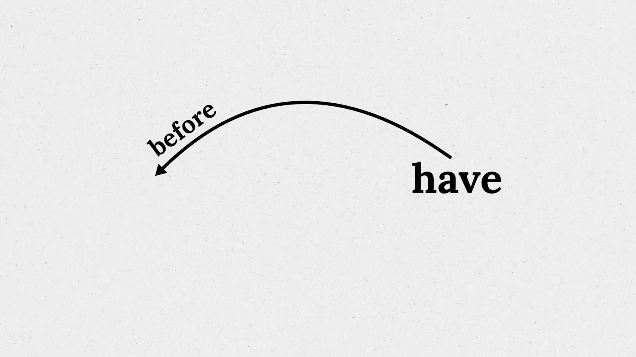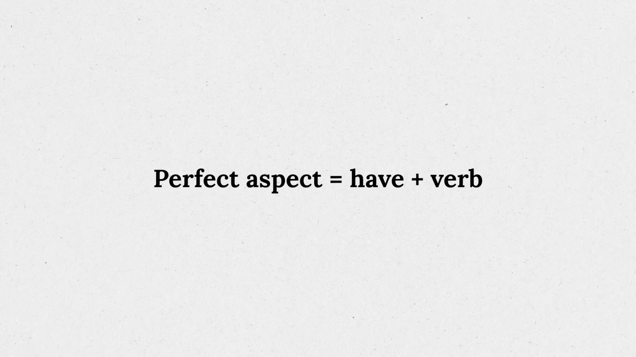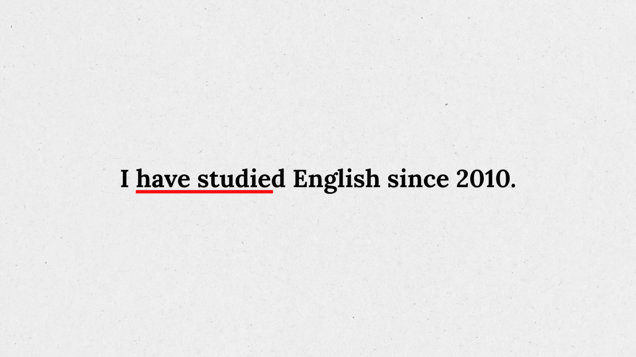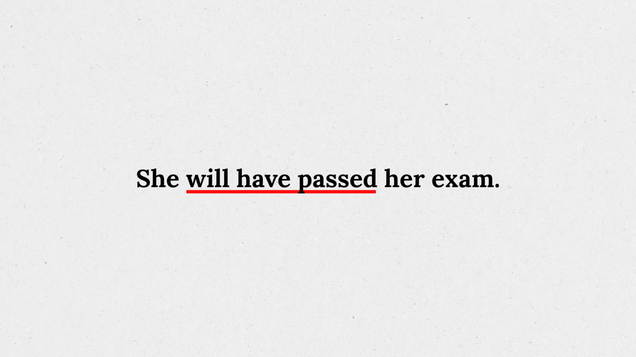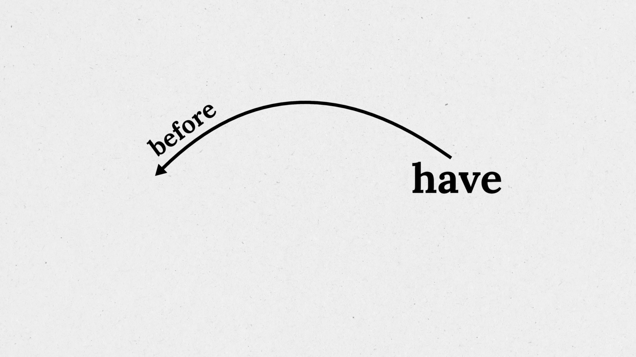This is a really important image because there is so much misinformation about this fundamental part of English grammar. In English, we have something called the perfect aspect, which is formed by using the auxiliary verb have with another verb. For example, I have studied English since 2010. I had eaten too many pizzas. She will have passed her exam. The image shows that if you see the perfect aspect, it simply means before.